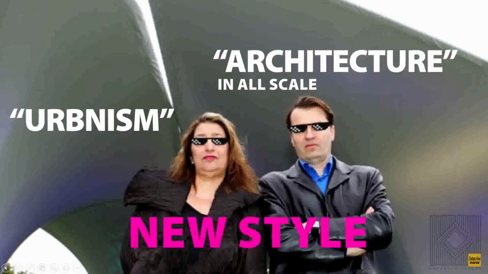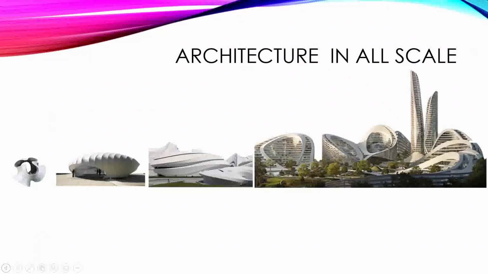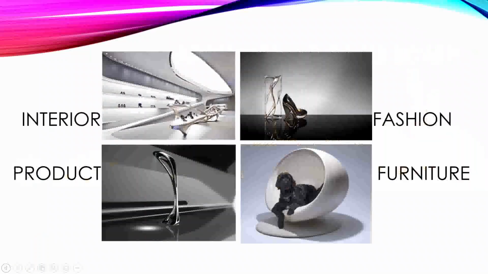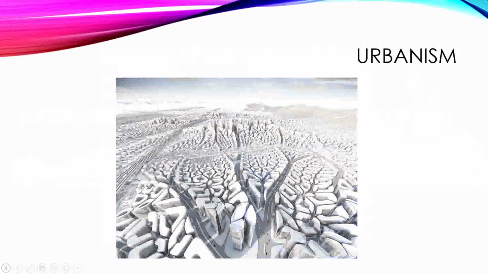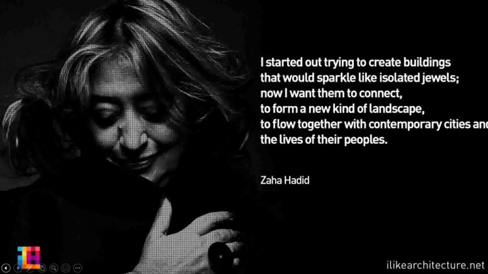Parametricism is a new style, in architecture, in urbanism, in all scales: interior, product, fashion and furniture, also urbanism. I started out trying to create buildings that would sparkle like isolated jewels. Now I want them to connect, to form a new kind of landscape, to flow together with contemporary cities and the lives of their peoples.